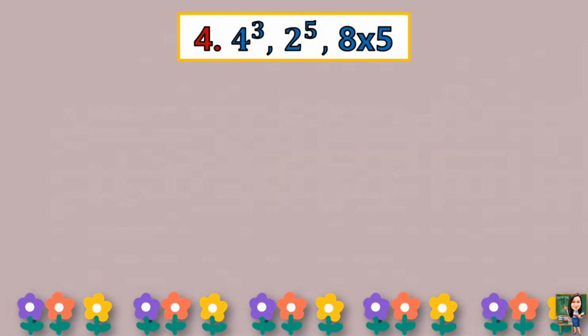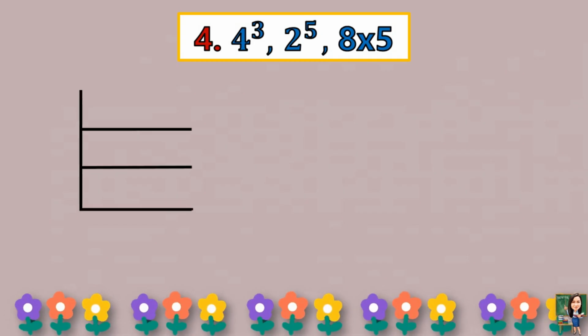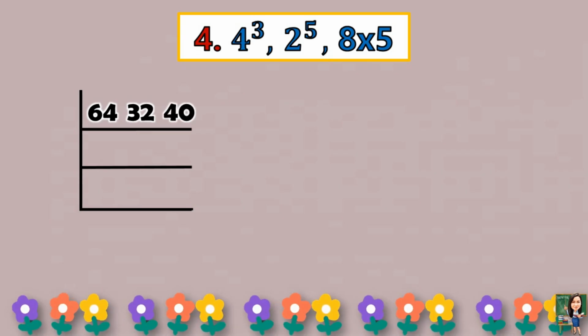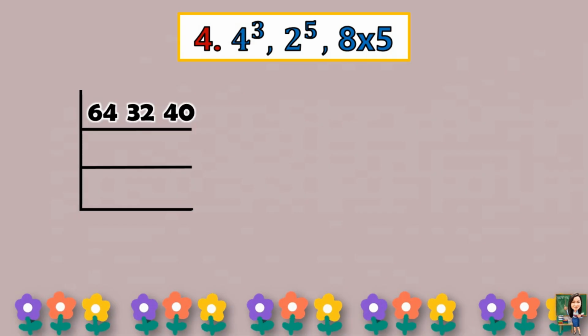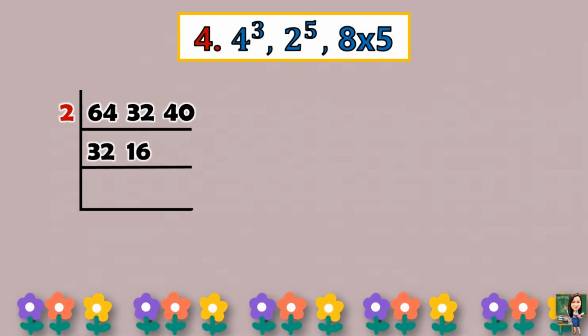Number 4. 4 cubed, 2 to the 5th, 8 times 5. 4 cubed, 4 times 4 times 4 equals 64. 2 to the 5th, 2 times 2 times 2 times 2 times 2 equals 32. Then 8 times 5 equals 40. 64, 32, and 40 are divisible by 2. 64 divided by 2 is 32. 32 divided by 2 is 16. 40 divided by 2 is 20.